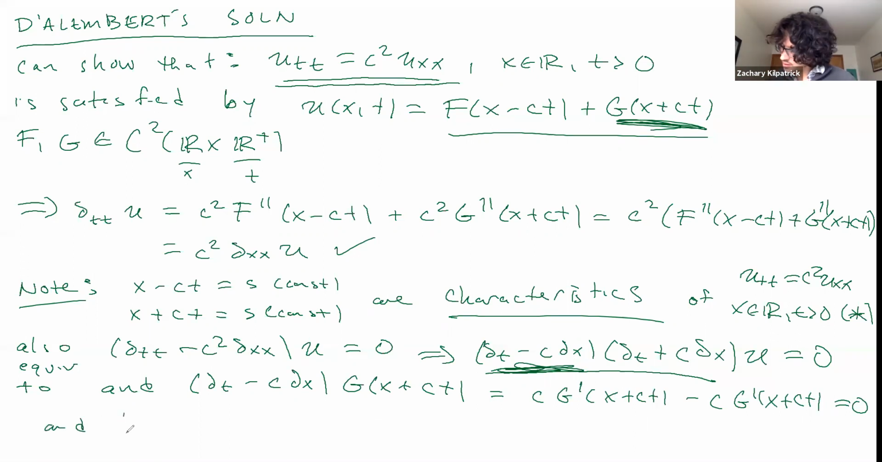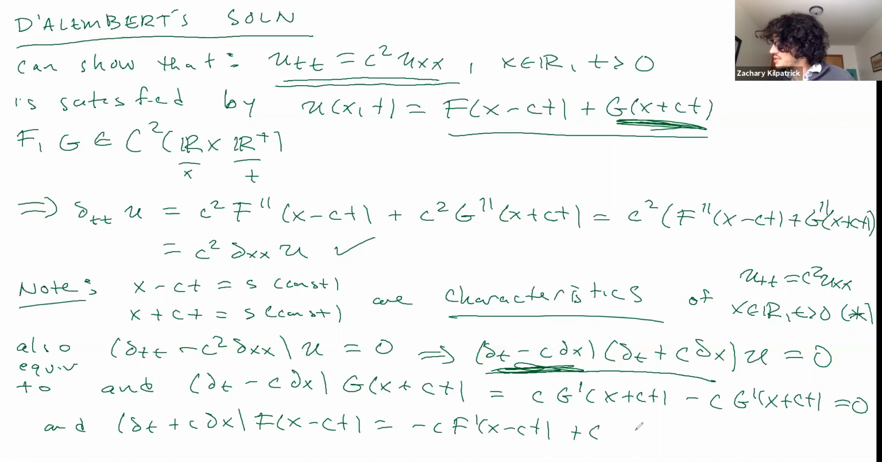And d_t plus c d_x acting on f of x minus ct, well, that's going to give me minus c f prime of x minus ct plus c times f prime of x minus ct, which is equal to 0. So the different characteristics correspond to these two different parts of our solution, which in turn correspond to these two different parts of our operator that we can separate out, just like a quadratic polynomial.